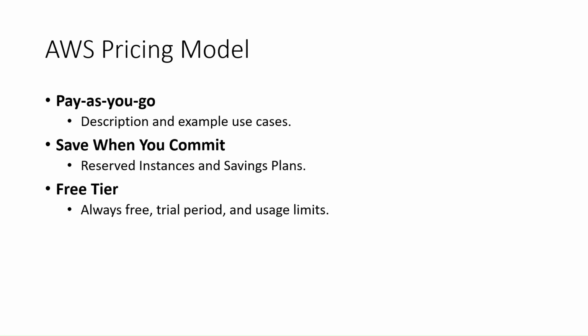And the second pricing model is save when you commit. If you know you will be using AWS for a long time, you can save money by committing to use certain services for a fixed period, like 1 year or 3 years.